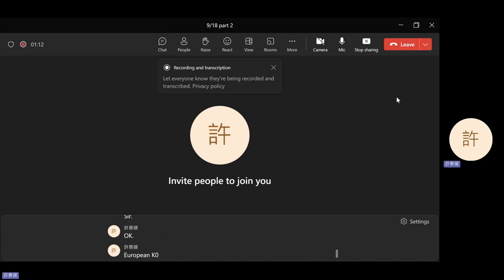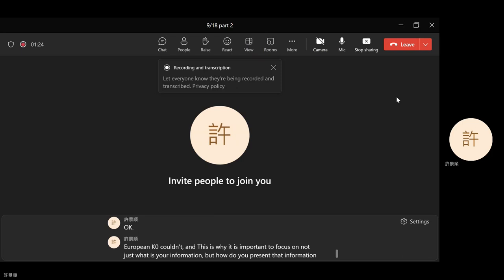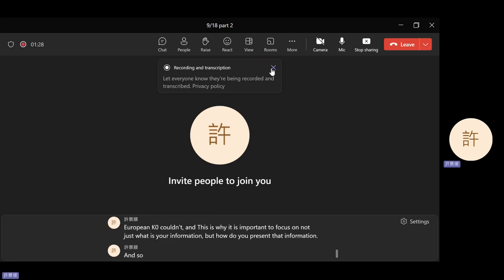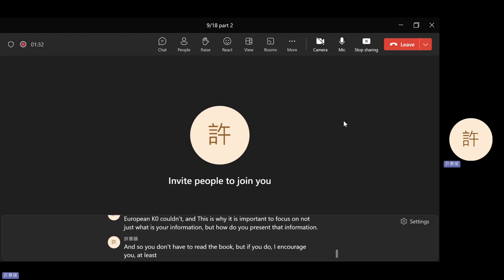风格可以隐色，可以诱骗，可以使人困惑. And this is why it is important to focus on not just what is your information, but how do you present that information? So you don't have to read the book, but if you do, I encourage you at least to read the last chapter on the ethics of style.